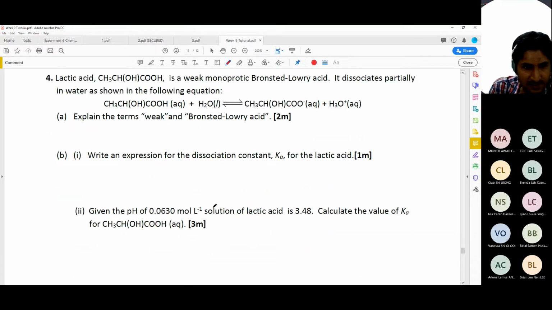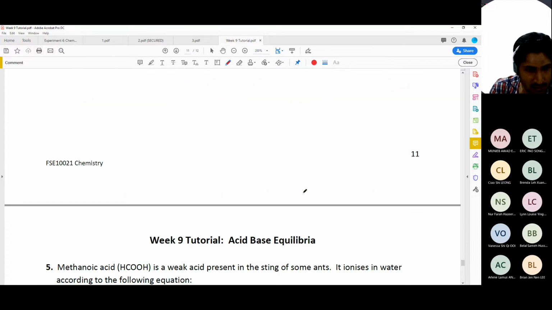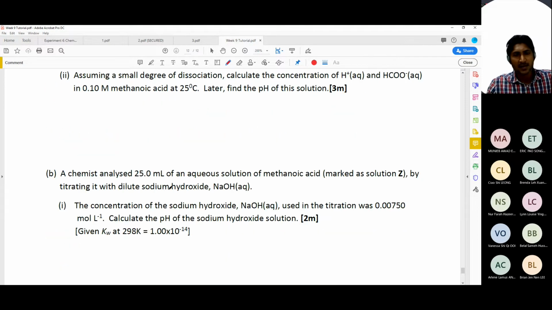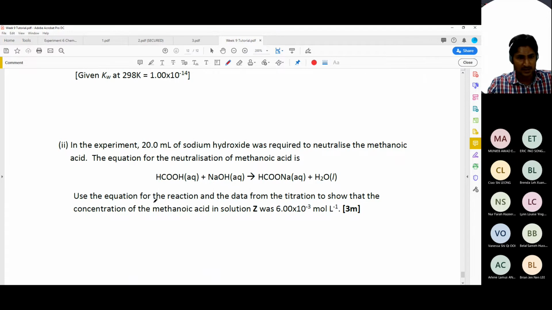All right, so this is the same thing actually. Write the expression, and then the pH of this solution is this, calculate the same thing. So this is it for today. Do you have any question? And for question number 5, it is the same thing. You try it. If you have any question about it, you can just ask me anytime. Anyway. All right. Is there any question?